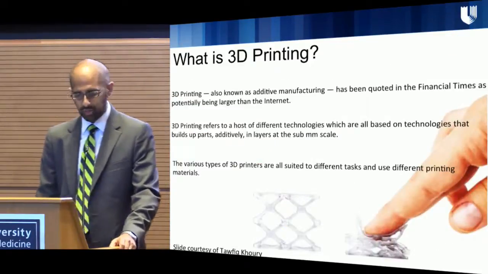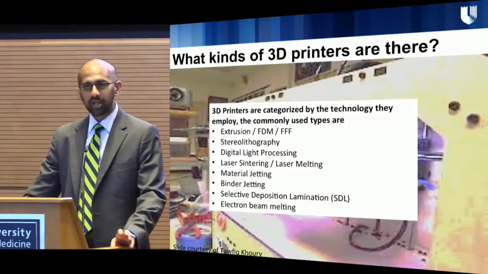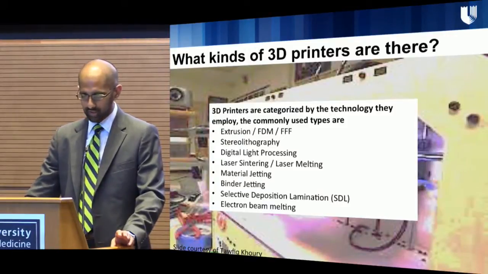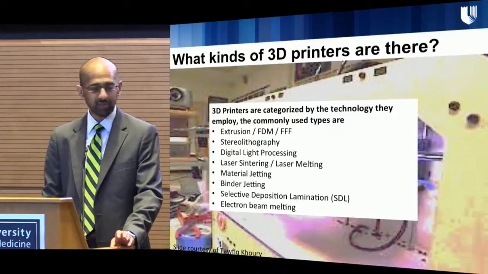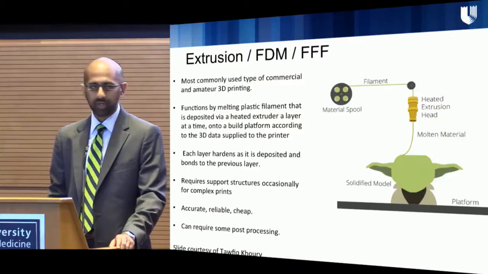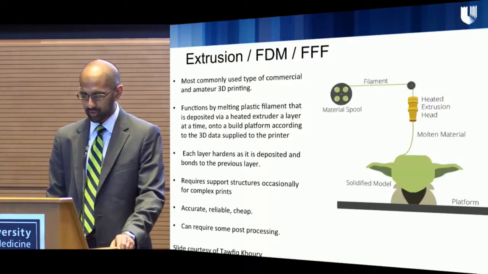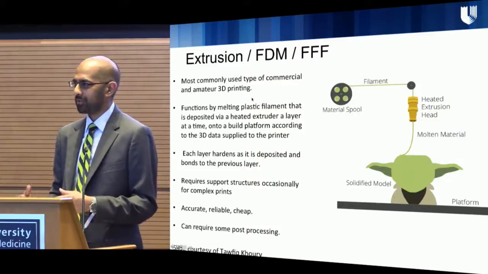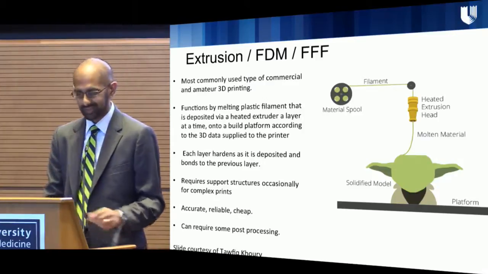All right, so let's skip this. There's actually many different types of 3D printers out there, and this is just to give you a sense of how many different types there are, okay? And we're going to go over a little bit of the most commonly used ones and what their pros and cons are. So this is the most commonly used. It's called FDM, or extrusion. So when you go on Amazon and you find the $200 3D printer, that's what this is.